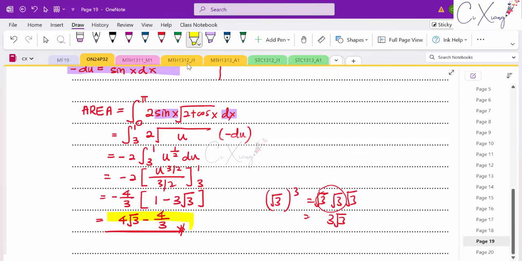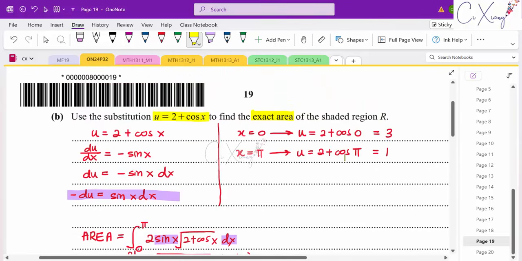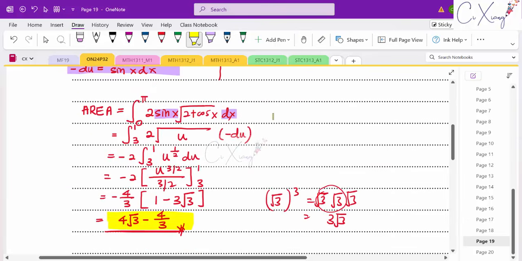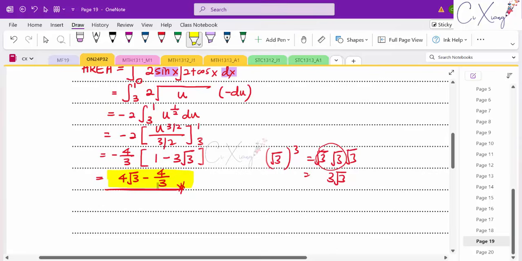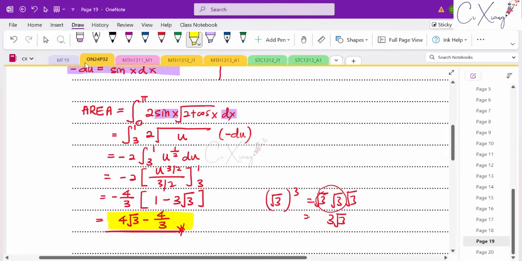So let's double check again. They want us to find the exact area, so I think this is the exact area that we should keep. We should keep our answer in this form, where it is the exact area in surd form.